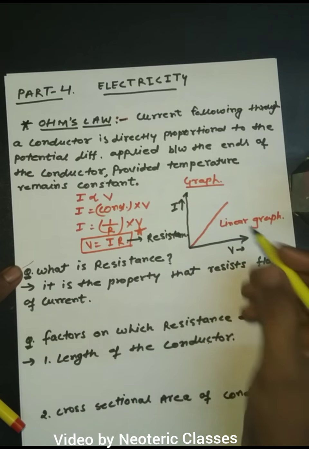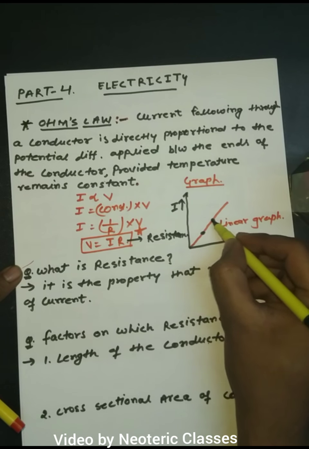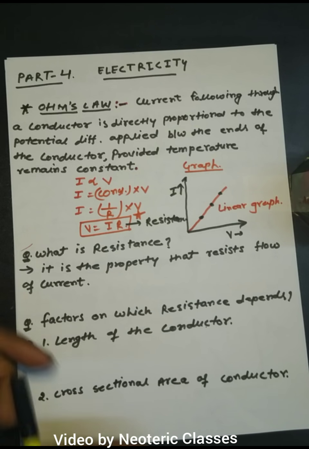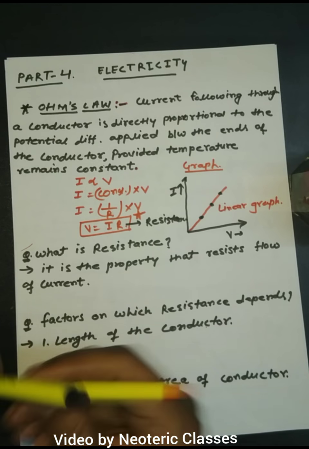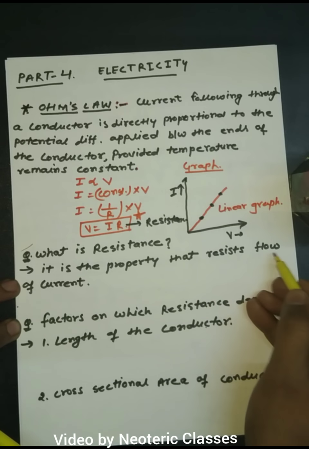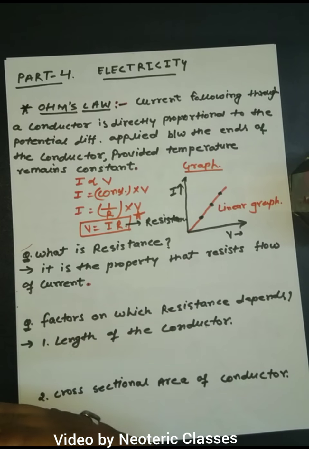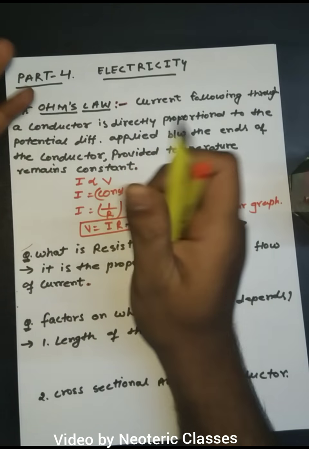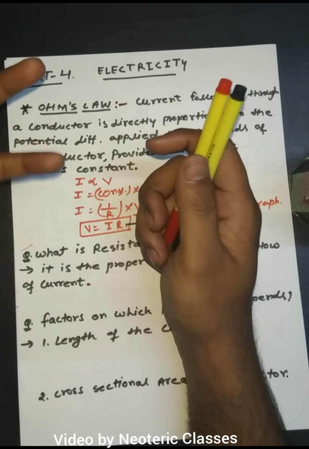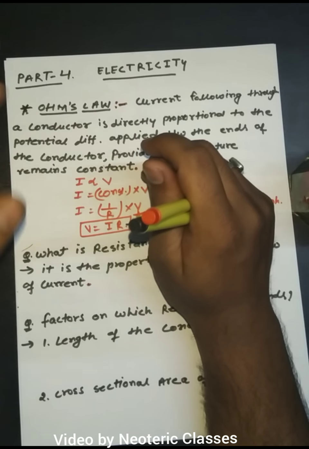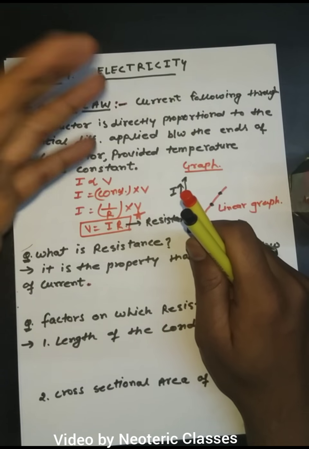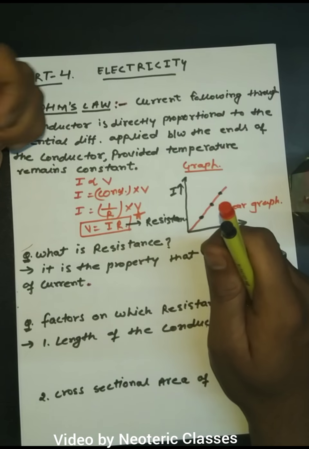Okay friends, now one thing we have to understand here: what is resistance actually? Resistance is the property that resists the flow of current. In short, resistance is nothing but the obstacle in the flow of current. Resistance offers some obstacle; it opposes the flow of charge.